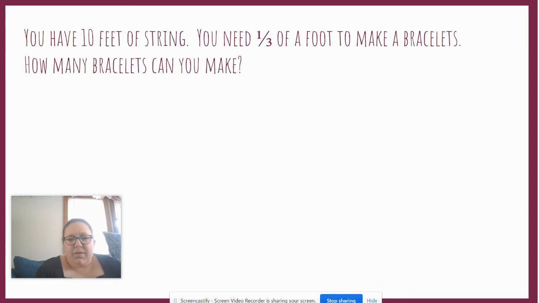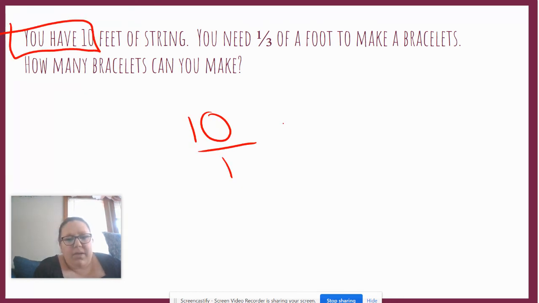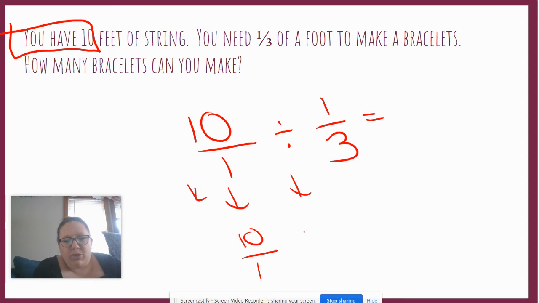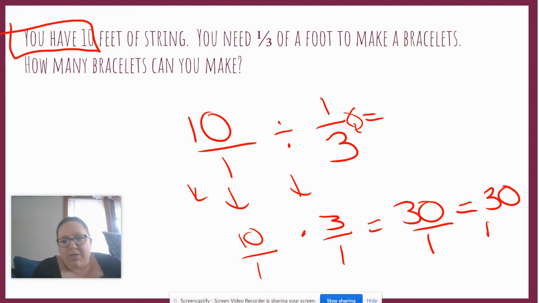All right. Last one. You have 10 feet of string. You need 1/3 of a foot to make bracelets. How many bracelets can you make? So we have the 10 feet, so that's what's going first. And then we're splitting it up into 1/3 groups because each group is a third. 10 over 1 is our keep. Change to multiplication. 1/3 becomes 3 over 1. And then 10 times 3 is 30. 1 times 1 is 1. 30 over 1 is just 30 bracelets.